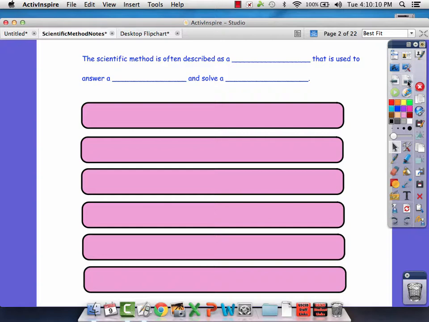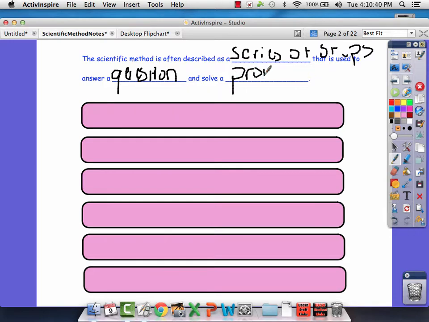And the scientific method is often described as a series of steps. Hopefully this pen tool works. Okay, that's a series of steps, and we use it to answer a question and solve a problem. So just like in the string challenge, when you're presented with a problem or you have a question that you need to answer, that is what the scientific method does. And there's 6 steps. We have a 6-step process that we use to go ahead and do the scientific method.